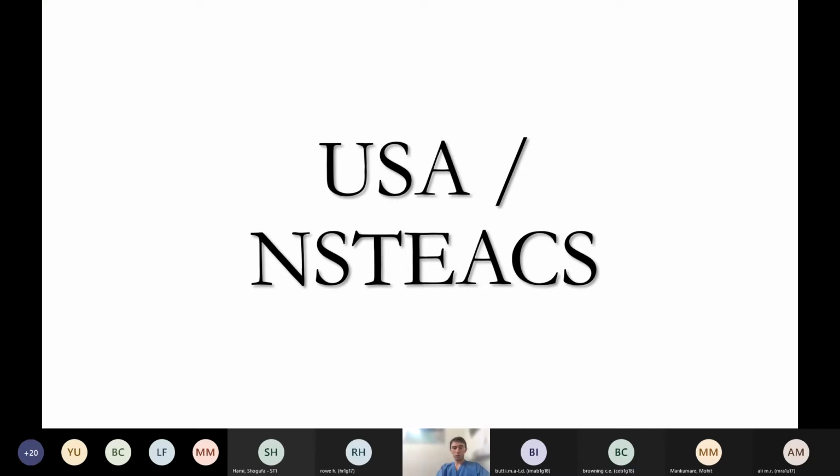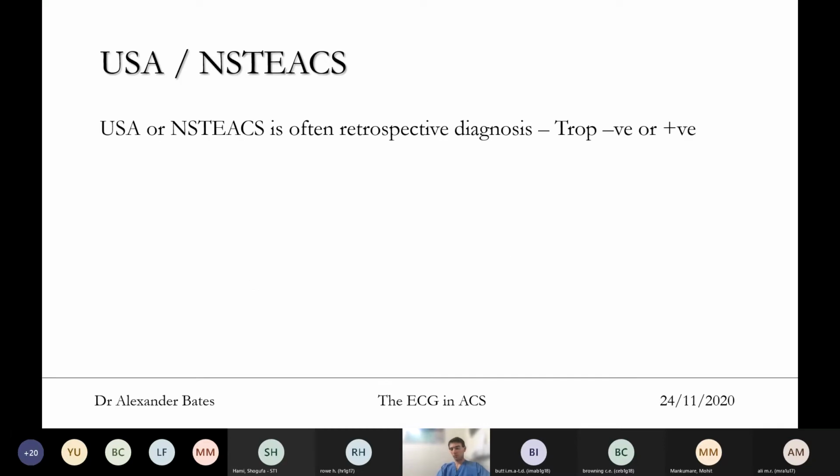So we'll start with unstable angina and NSTEMIs. The first thing to say is that when I was in medical school about 10 years ago, these were two separate diagnoses. And the reason that NSTEMI or NST-ACS has now become a lot more prevalent and unstable angina has not is because the sensitivity of our troponin test is so good now that any tiny amount of infarction we can detect on a troponin test.